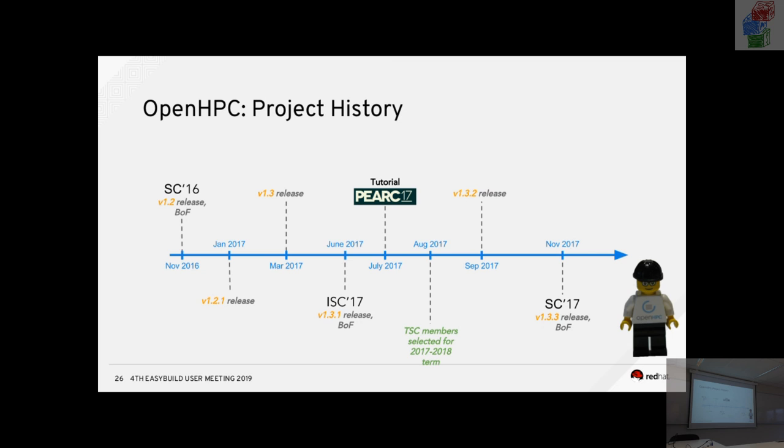Some information about the project history. The first discussions about OpenHPC were held at ISC 2015, and the first release of OpenHPC was at Supercomputing 2015, and since then there are continuous new releases every quarter, and each release contains more content than the previous release. Currently, the latest release, which was released at Supercomputing 2018, is 1.3.6, and we are currently working on 1.3.7.